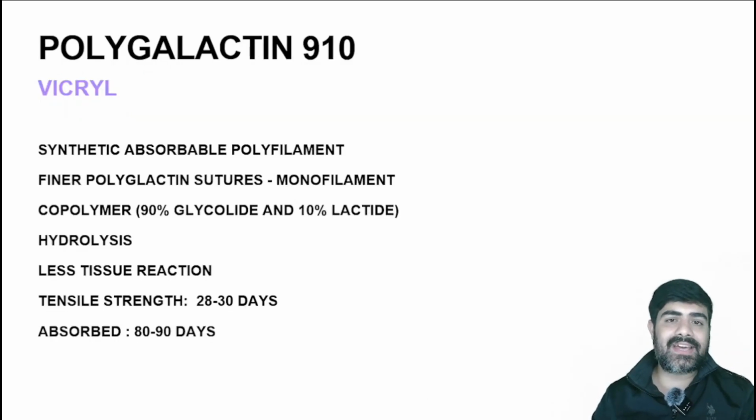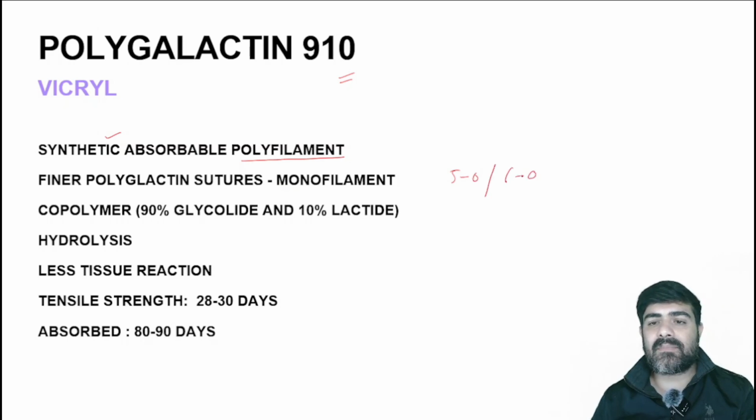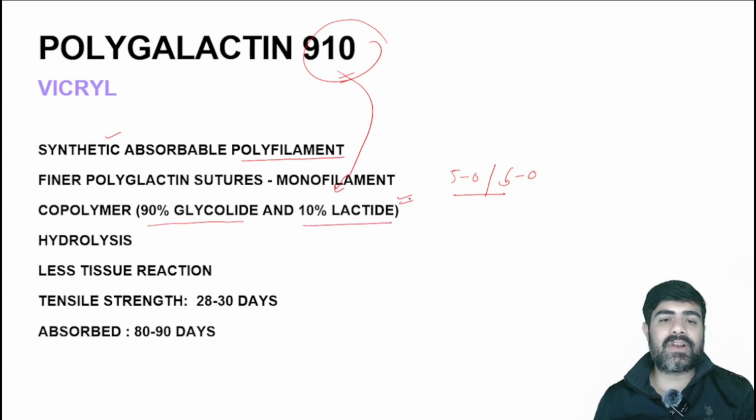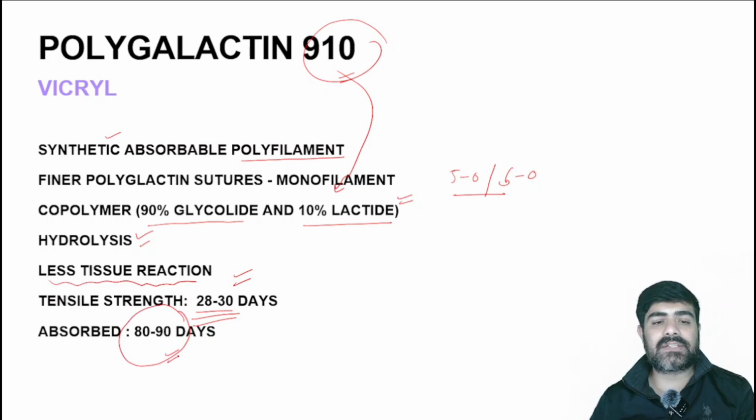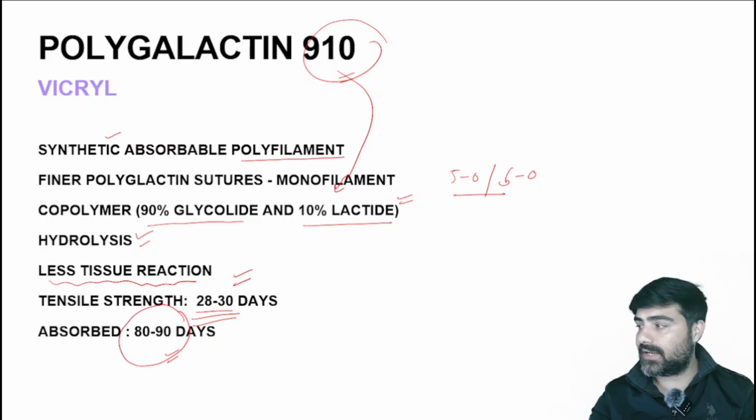And we have Vicryl, that is polyglactin 910. It is a synthetic absorbable multifilament suture. Finer polyglactin sutures like 5-0 and 6-0 are monofilament sutures. Fine. Then what does this 910 depict? It is basically 90% glycolide and 10% lactide, a copolymer of glycolide and lactide. It is absorbed by hydrolysis. There is less tissue reaction as compared to catgut, and tensile strength is lost in 28 to 30 days. So 30 days. Fine. It gets absorbed in 80 to 90 days.